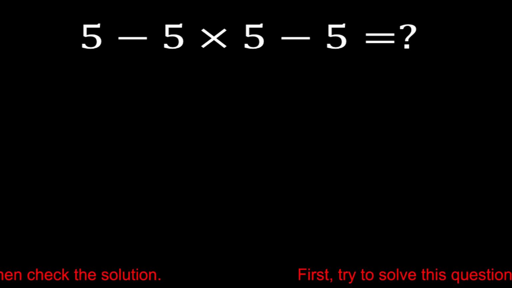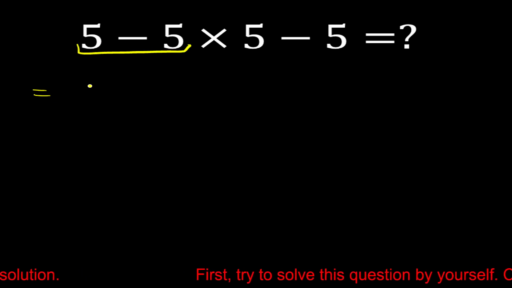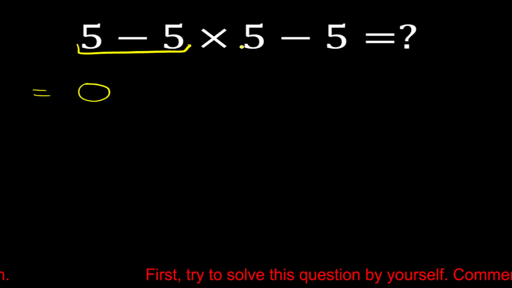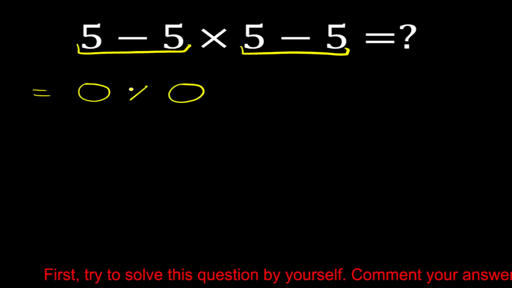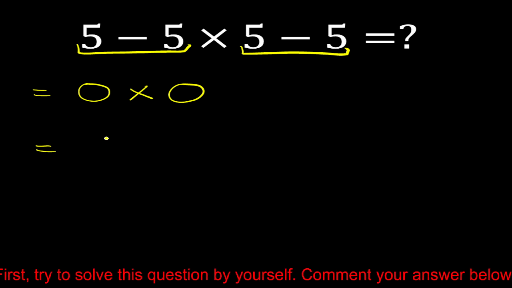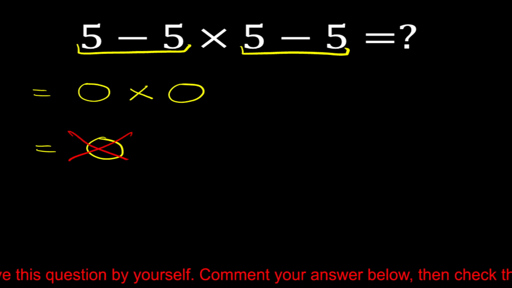So most people solve this question like 5 minus 5 is equal to 0. Then again 5 minus 5 is equal to also 0. Now 0 multiplies 0 is equal to also 0. But this answer is not correct. This answer is completely wrong.